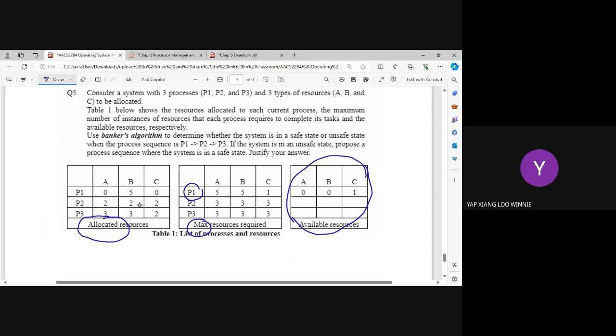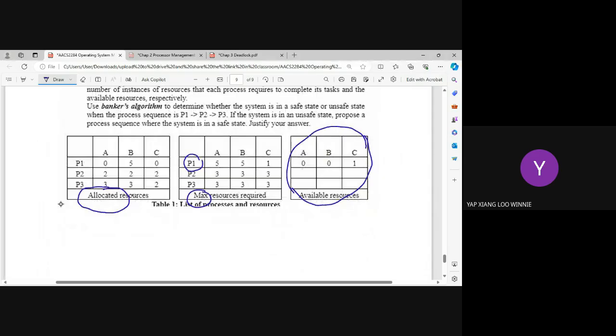Okay, so in order to determine the safe state or unsafe state, definitely you have to calculate your need first. First step first, we calculate our needs. So the need formula is you use the total of resources required by a process, then you see how many resources you already gave.